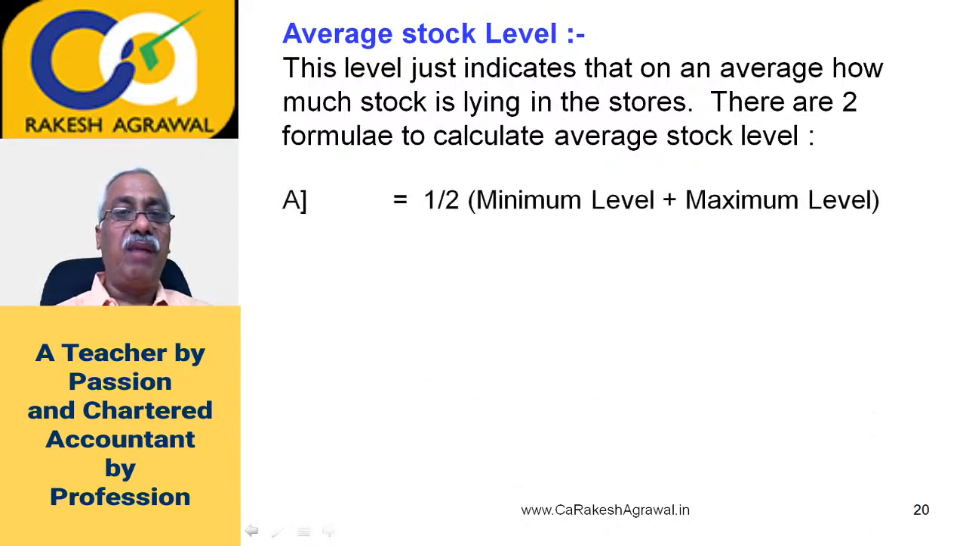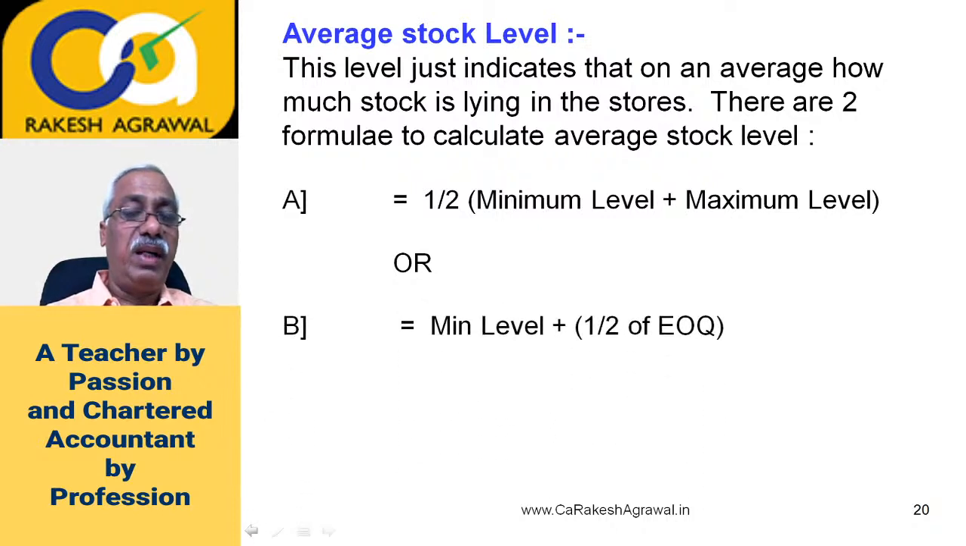The first formula is half of minimum level plus maximum level. We have already learned the formula for calculating minimum inventory level and maximum inventory level. So minimum level plus maximum level divided by 2. Half of this is the logical formula of average stock level. And one more formula which is prevalent is minimum level plus half of EOQ. Minimum level plus half of EOQ.